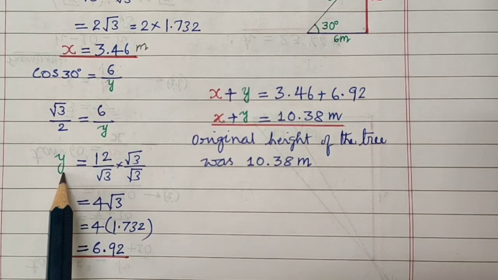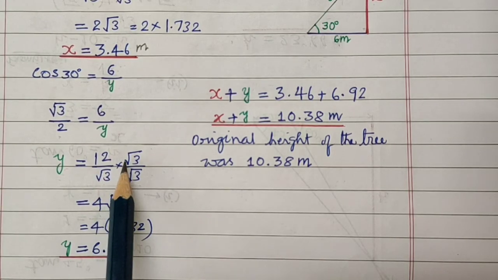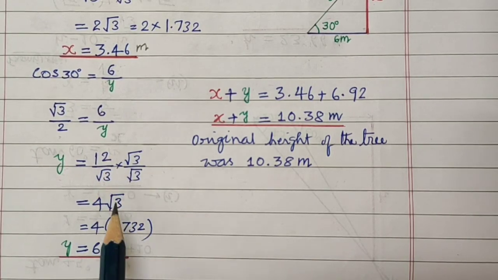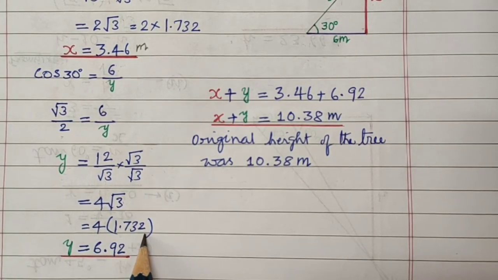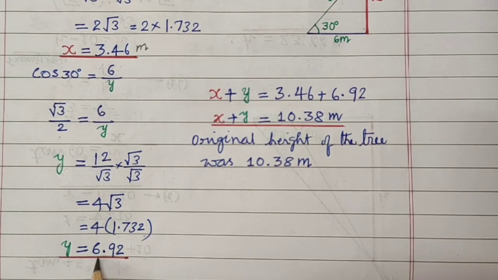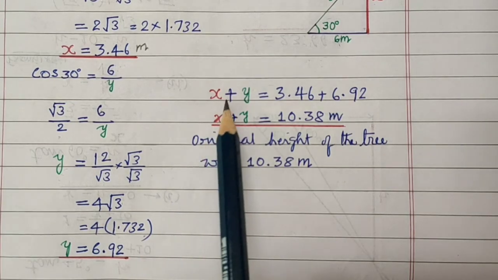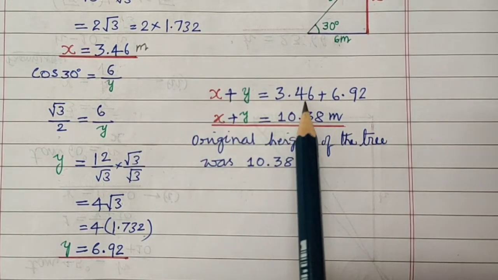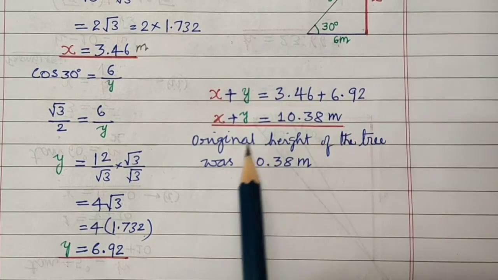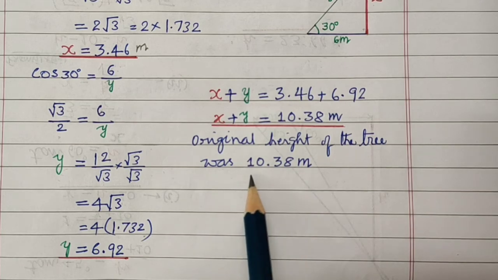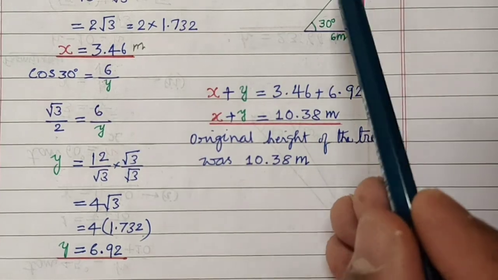Therefore y is equal to 12 divided by root 3, multiply and divide by root 3. So root 3 will become 3, 4 root 3, 4 into 1.732, y is equal to 6.92. When you add these two, x plus y, we get 3.46 plus 6.92, that will become 10.38 meters. That is, the original height of the tree was 10.38 meters. So that is the answer.